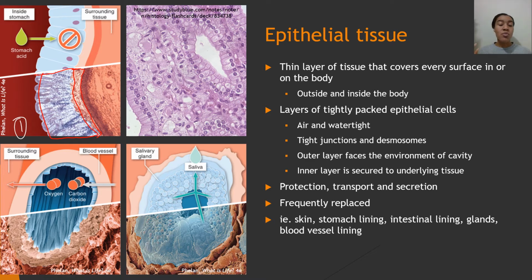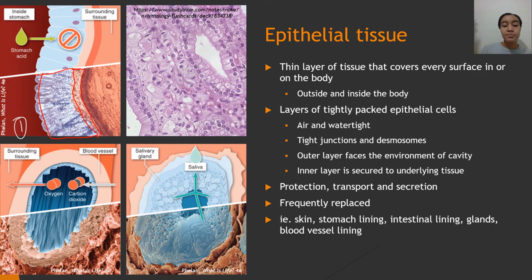Epithelial cells can also play roles in transport. So the epithelial tissues that line your blood vessels allow carbon dioxide to enter into the veins, to be carried away and removed, and allow oxygen to be transported out of the blood vessels into the tissues that need it. They can also play a role in secretion of different things from glands. Like your salivary gland, epithelial tissues are responsible for making the saliva that allows you to eat your food.